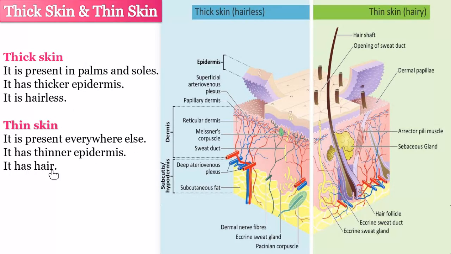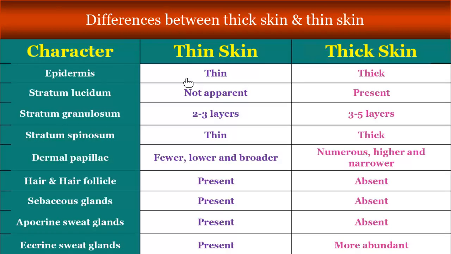You can see in the pictorial presentation clearly, the epidermis is thick in cases of thick skin, whereas the epidermis is thin in cases of thin skin. And you can see the hair follicle and the growth of hair in cases of thin skin, which is absent in thick skin. This is the basic structural difference between thick skin and thin skin. So let us see the characteristic differentiation between thick skin and thin skin. In the tabular form, it will be easy for you to understand.